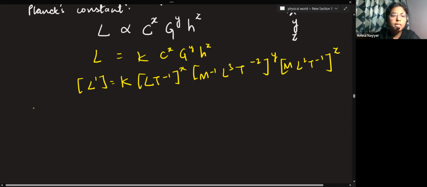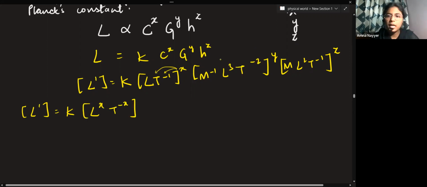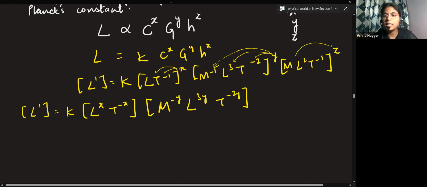Now multiply all the terms. L to the power 1 is what? This is K. Multiply by each of them. This becomes L to the power X, T to the power minus X. Multiply each of them in this manner. Y with each of them. So this becomes M to the power minus Y, L to the power 3y, T to the power minus 2y. Multiply each of the terms again. So this becomes M to the power Z, L to the power 2z, and this becomes T to the power minus Z. Now we just have to equate.